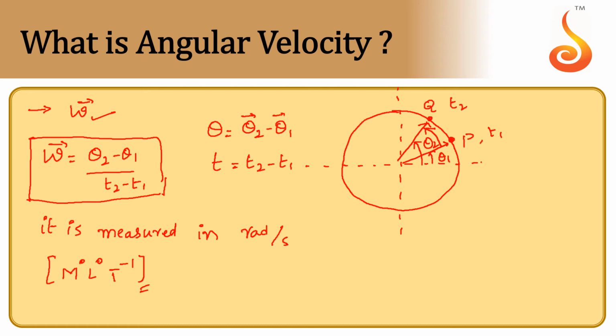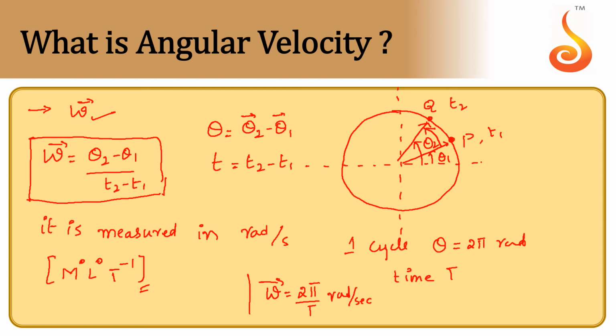And there is one more formula that we can use to calculate angular velocity. If a particle completes one cycle, for one cycle the angular displacement would be 2 pi radians, and let the time period be some T. Therefore, the angular velocity will be 2 pi by T, radian per second. This is the most common formula that we use to calculate angular velocity.